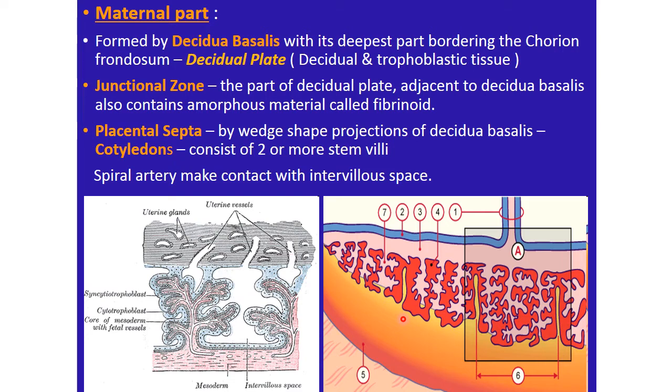The decidua at some regular intervals sends out septa towards the chorion frondosum and divides the chorion frondosum into different compartments. These are called the placental septa. These are the projections of the decidua towards the chorionic plate, dividing the placenta into different compartments, this one compartment and then the adjacent one also.